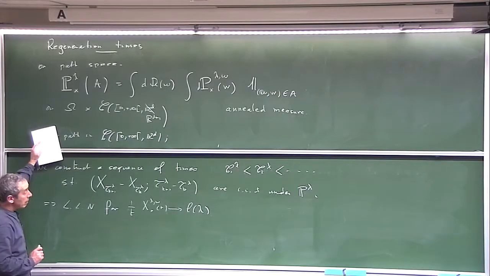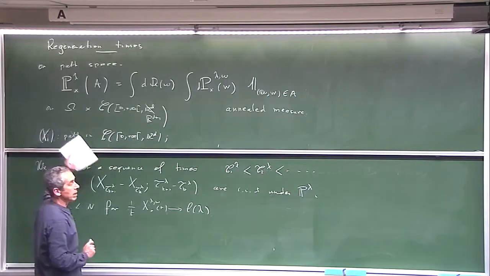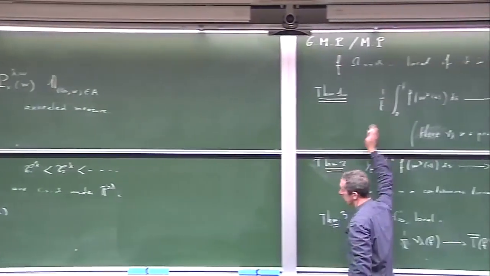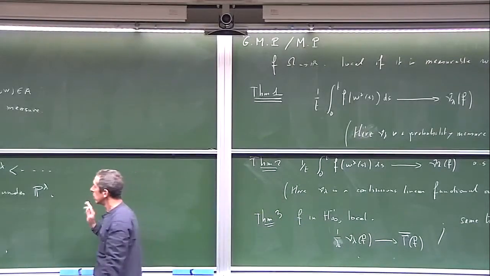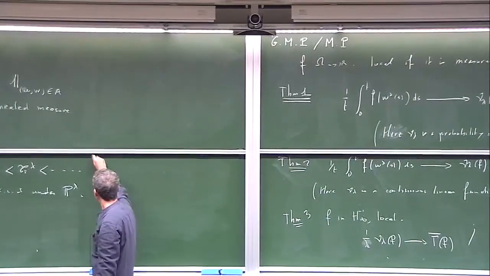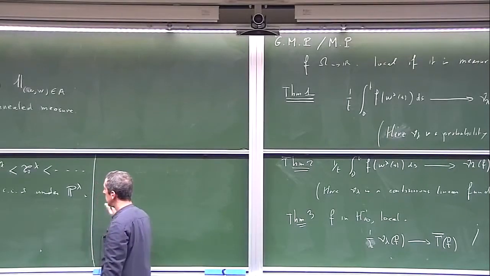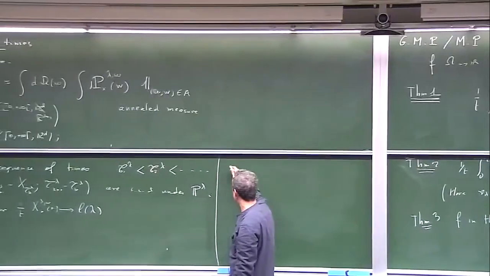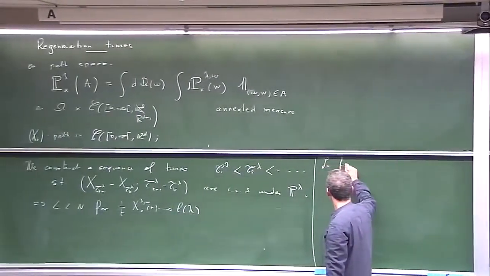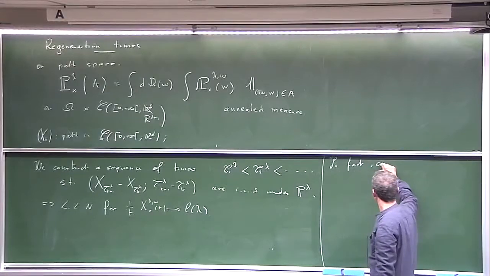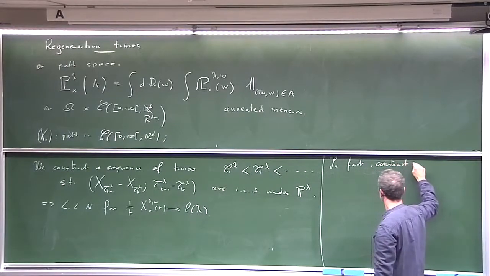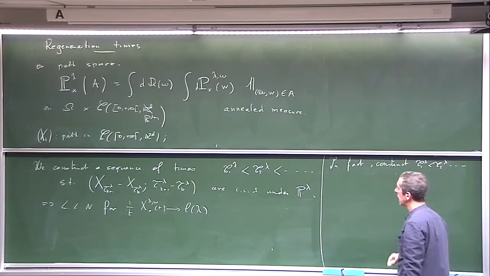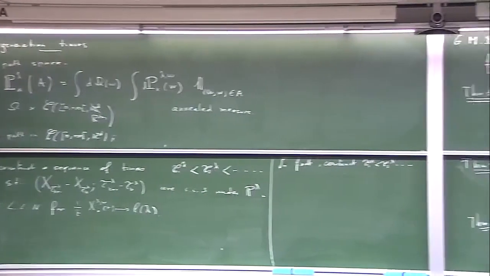Now, in fact, this is very good, but this is not exactly what we want when we want to deal with additive functionals like this. So we'll have to modify a little bit the construction. And in fact, what we did is we constructed a sequence of times, which are regeneration times. So we construct these times tau 1 lambda. I'm using the same notation, etc. But we want to take into account additive functionals like this.